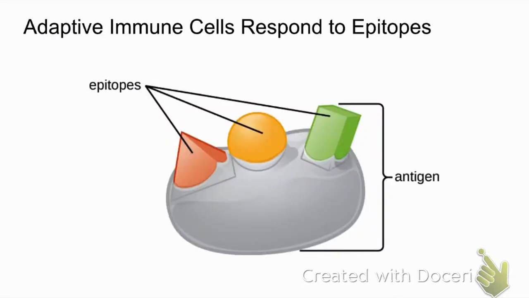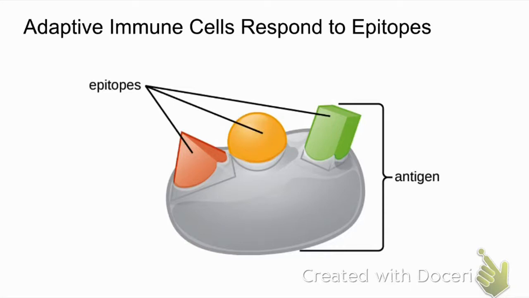So what is an antigen? Well, an antigen is anything that stimulates an immune response. Particularly, the name antigen comes from antibody generating. Particularly, antigens are molecules that are going to stimulate the production of antibodies.